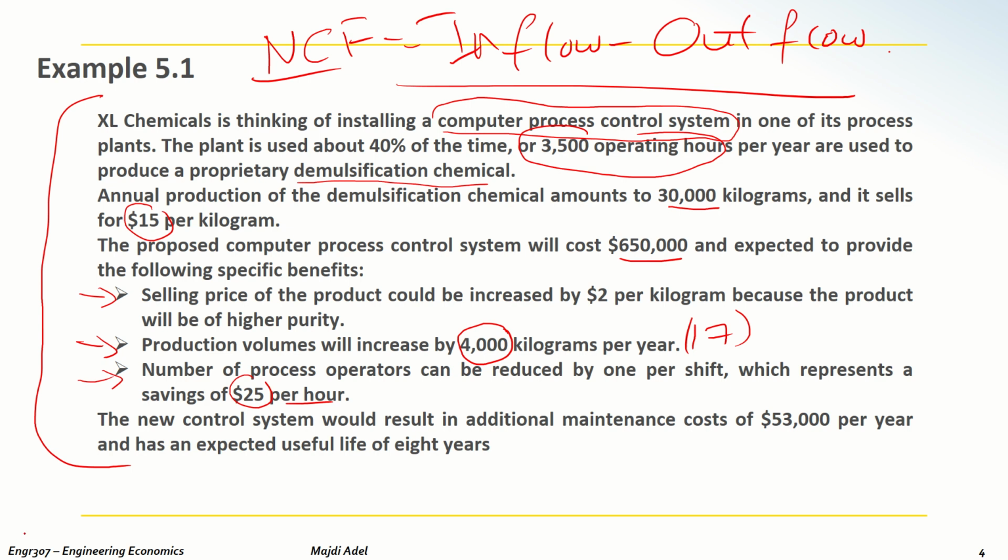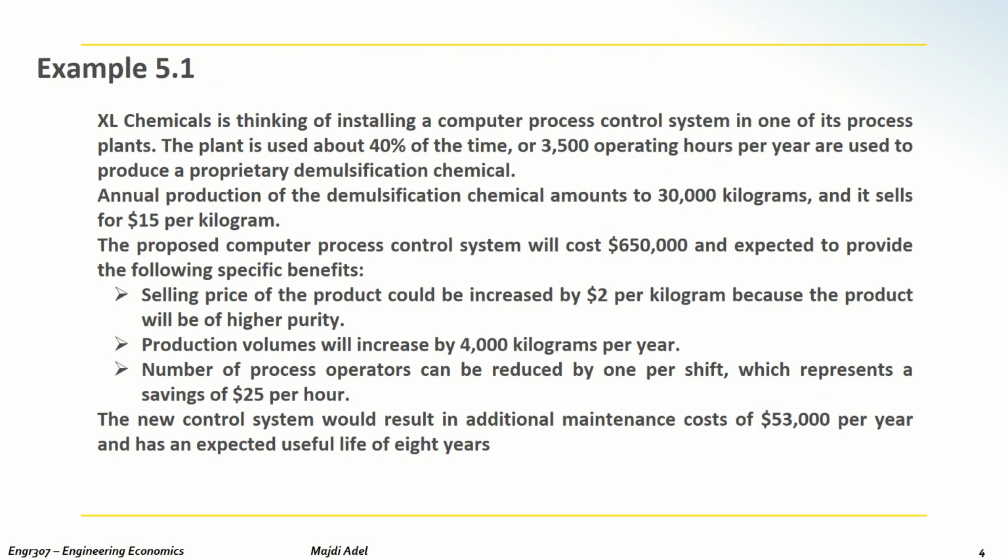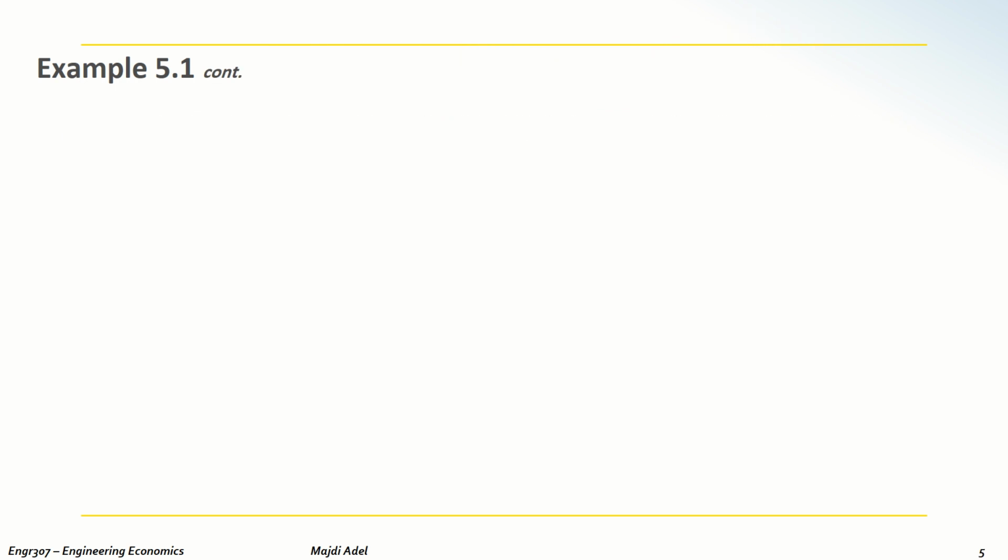Is this control system worth the investment or not, provided that it will cost them $53,000 maintenance per year, and its expected life is 8 years? Now from the statement of this question we will try to construct the net cash flow of this investment.